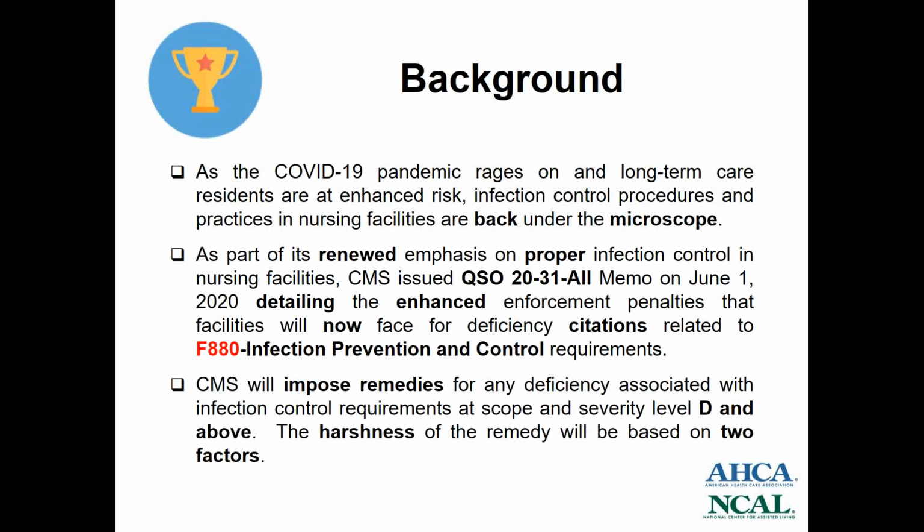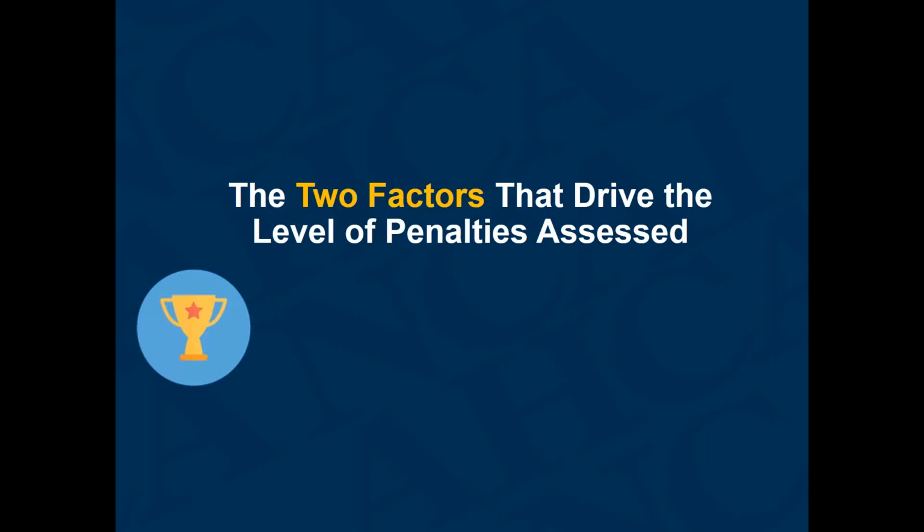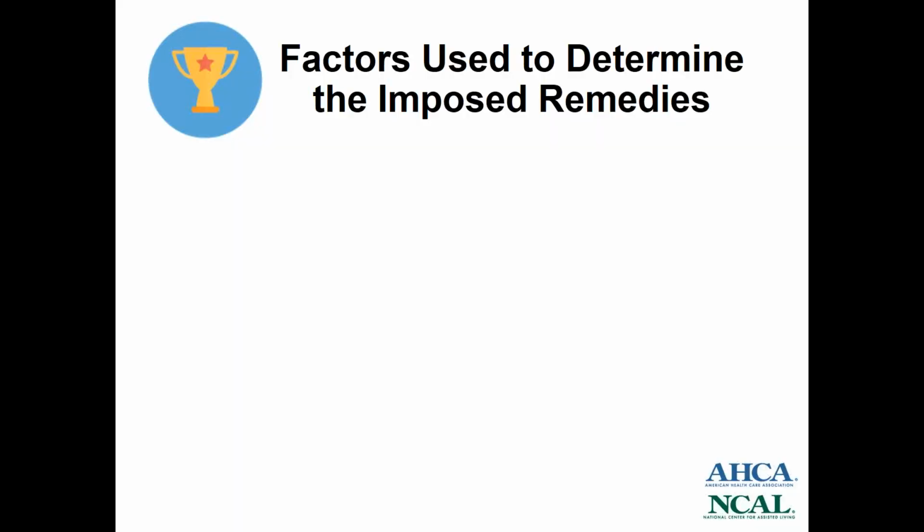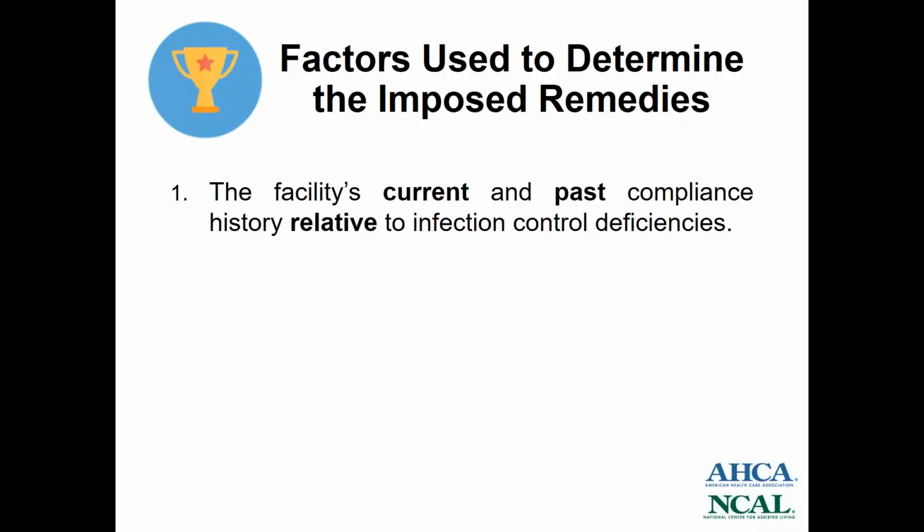We know that we write plans of correction for the D level, but associating some of the enhanced enforcement that you're going to be seeing here in a few minutes, I think really needs to be brought into consideration. The remedy is actually going to be based on two very specific factors. The first one is not just your current compliance history, but your past compliance.